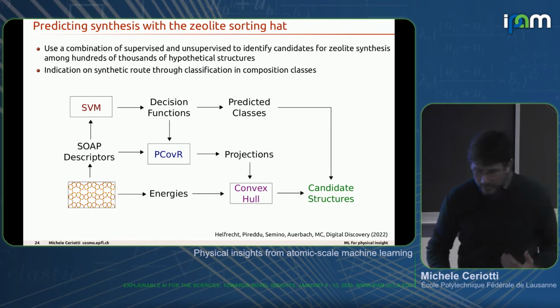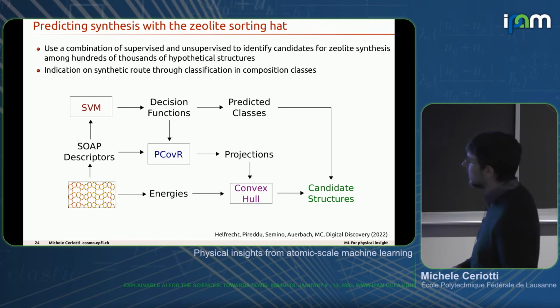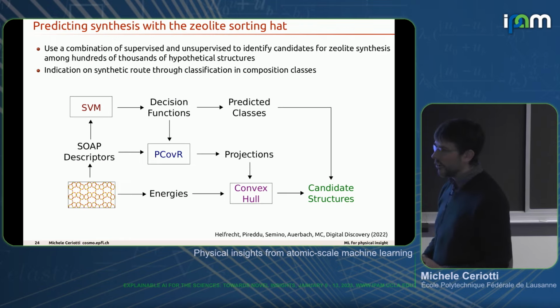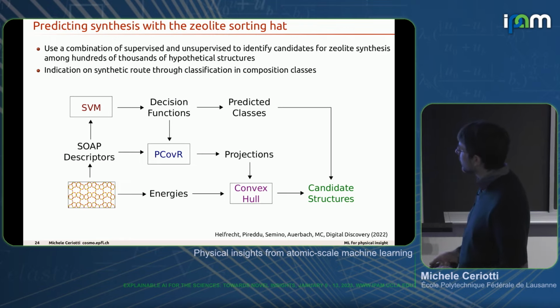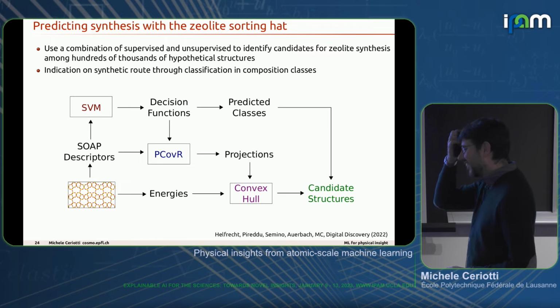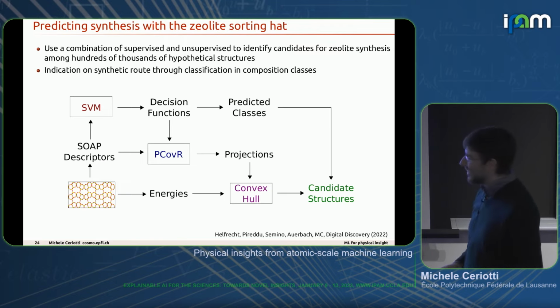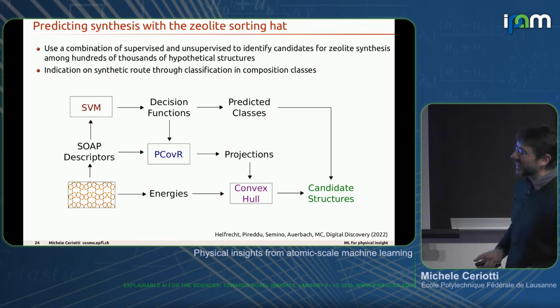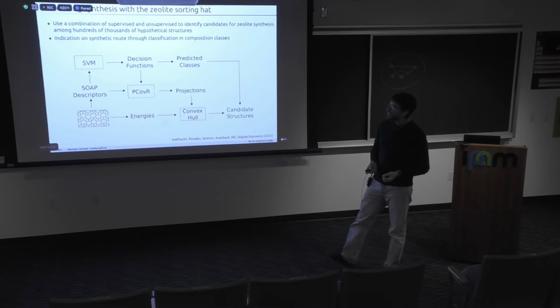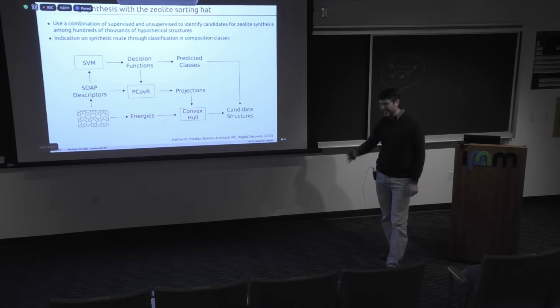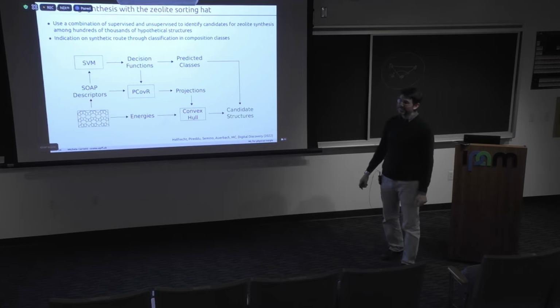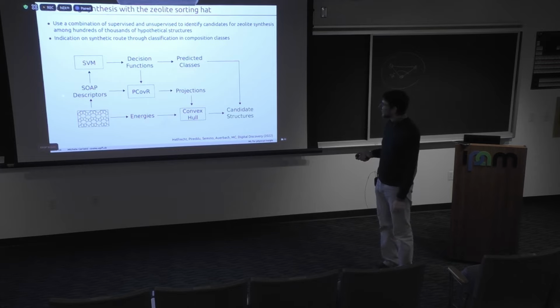And so we are now also trying to incorporate this into all sorts of problems. For example, here we're a little bit silly, so the whole paper is played on a Harry Potter metaphor. We call the model the sorting hat because it sorts hypothetical zeolite frameworks into zeolite frameworks that can be synthesized with different compositions. But anyway, I think it's fair to be silly every now and then.